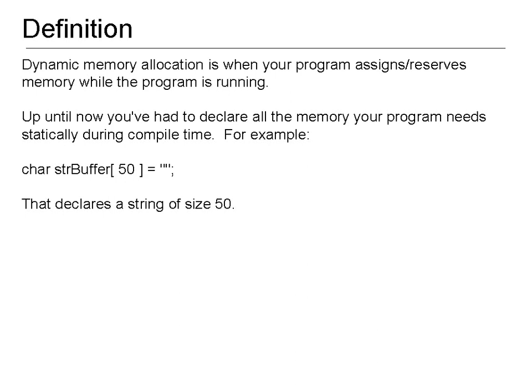So for example, char str_bar[50] = "". That declares a string of size 50. Now the 50 is the size, and it must be a constant number that's made at compile time. You can't make that a variable, otherwise you get an error, and that's what we mean by statically during compile time.